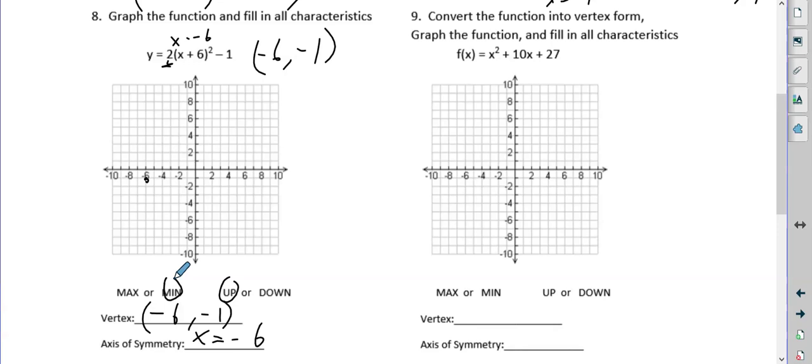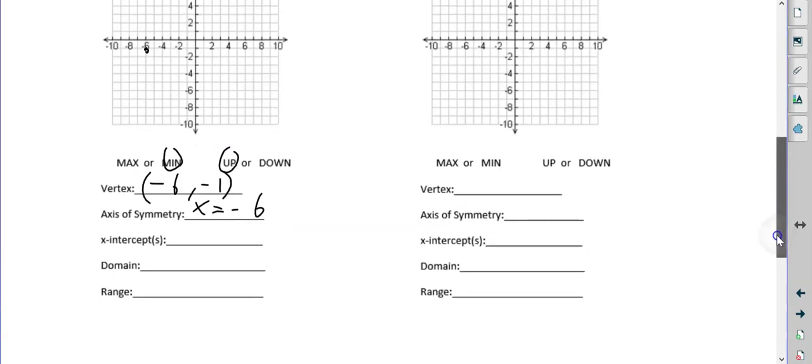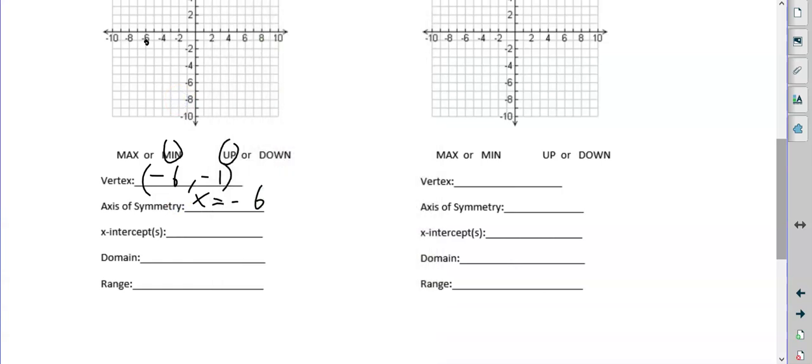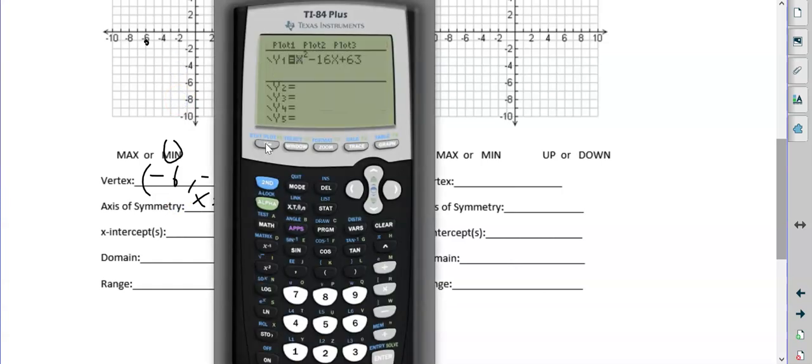And then I'm going to type this in my calculator. If I can get my calculator to work. All right, clear. And then type in 2 parentheses x plus 6. I guess I could have written minus negative, but we'll leave it like this. Keep it simple. Squared minus 1. Graph it. Let's see if we end up over there. Yes, we do.